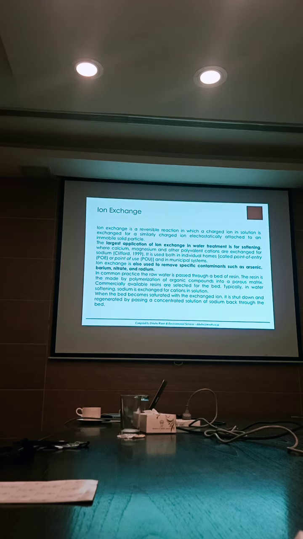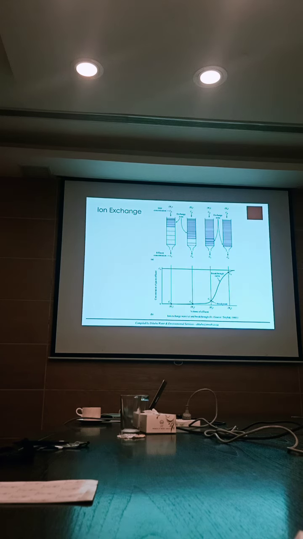When that bed of resin becomes saturated, you need to stop the process. So this is what happens. You have a column with resin in it, you feed it. Over time, as it starts exchanging, your column gets saturated to a point where it breaks through. So now you're not getting any more treatment, and you have to regenerate that. So when you regenerate it, you generate a brine.